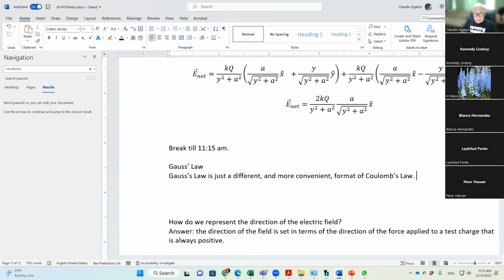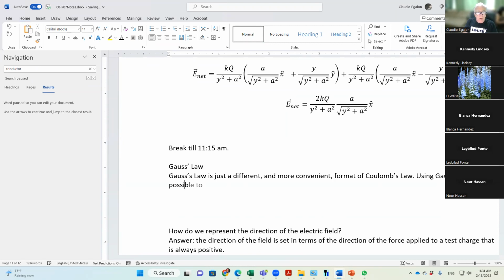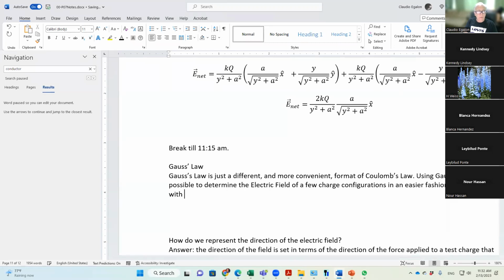Because of this format, it becomes easier for us, using Gauss's law, to determine the electric field of a few charge configurations, not every one, in an easier fashion if compared with Coulomb's law. That's what it's all about.